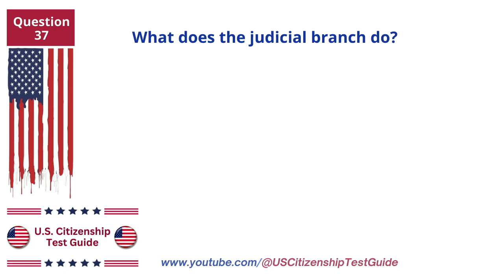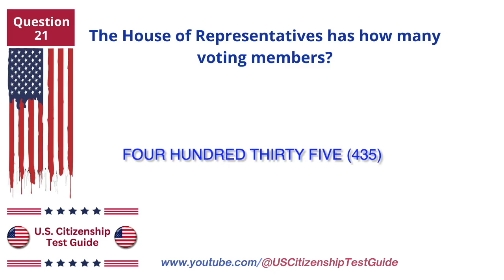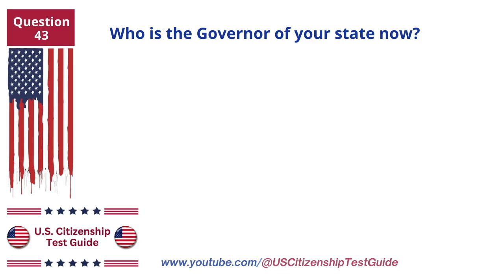What does the judicial branch do? Reviews laws. The House of Representatives has how many voting members? 435. Who is the governor of your state now?